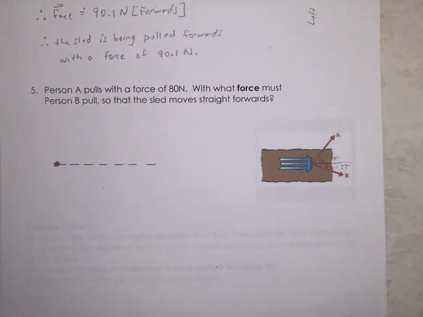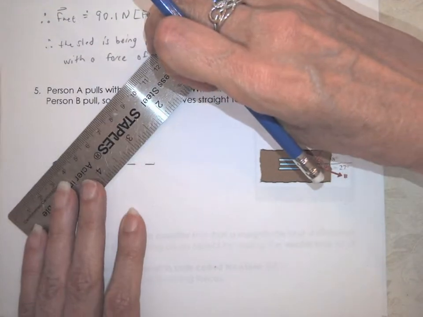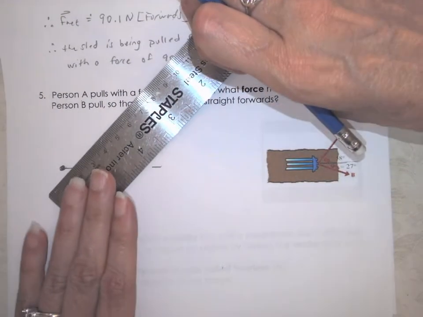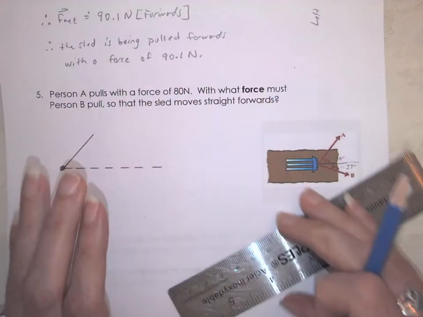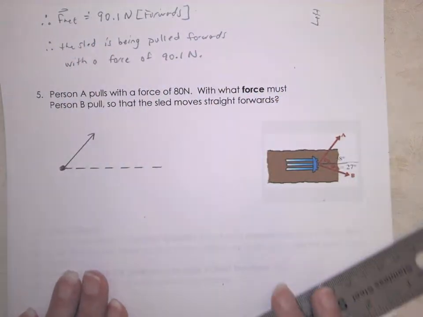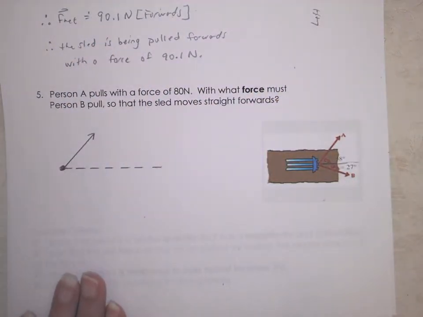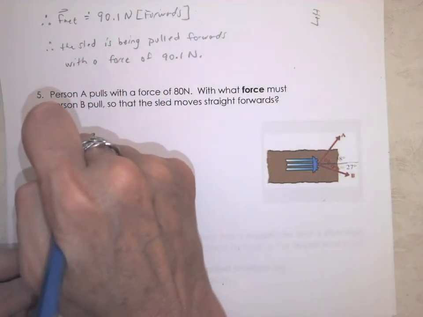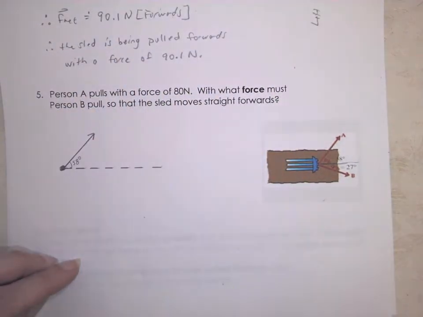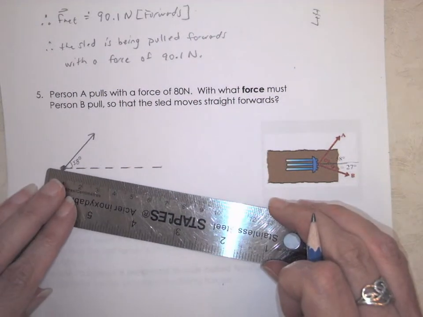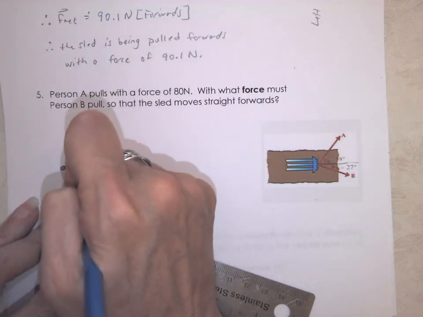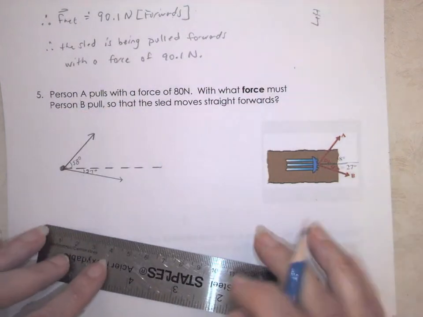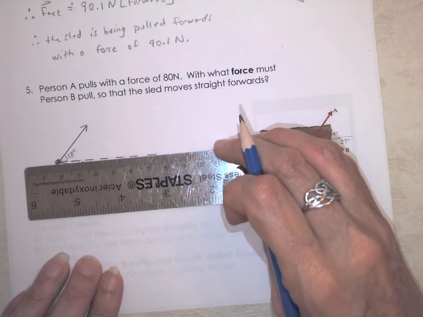So person A is pulling at 58 degrees. I'm going to make this look similar length. And person B is, and this is 58 degrees here, and person B is pulling at 27 degrees. But we want the sled to end up going straight forwards, okay?